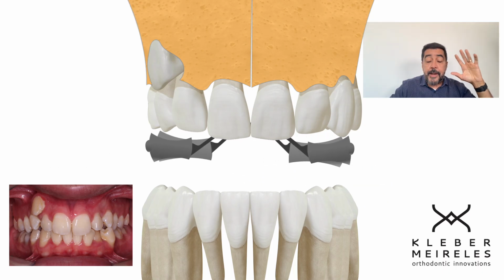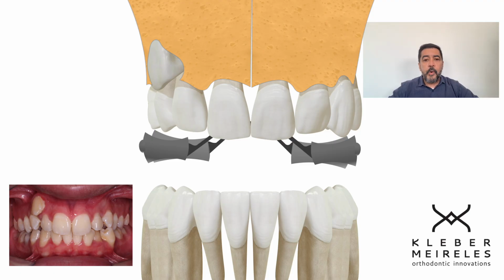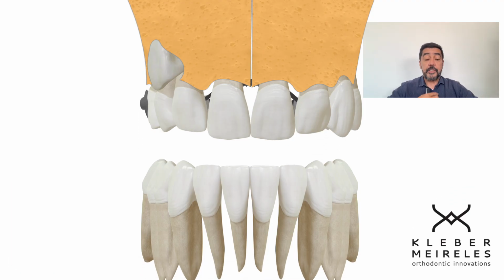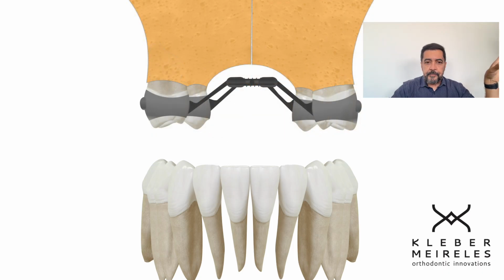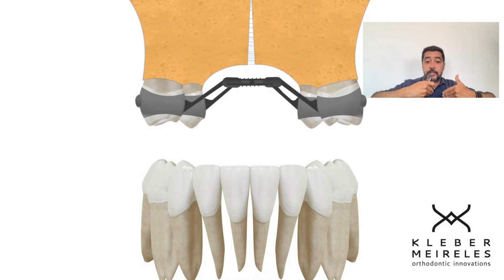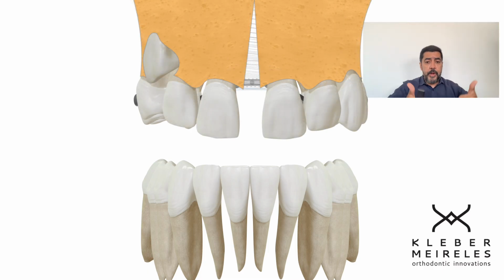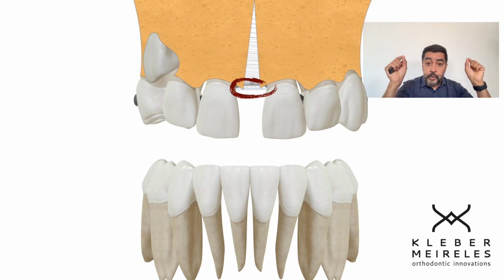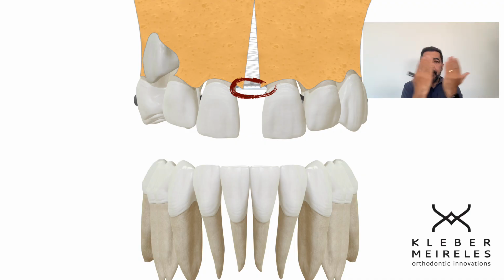So what happens when I expand the upper arch? Let's say I'm doing that using a Hyrax, like in this example. Expansion is going to open the suture between the maxillary left and right sides, and this is going to generate the opening of a diastema if we have a good expansion. And the diastema is going to be closed physiologically by the action of the transseptal fibers. The transseptal fibers are pulling the teeth together again.